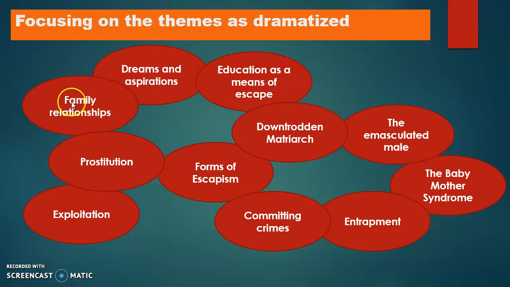So the play gives us a view of family relationships, dreams and aspirations, education as a means of escape, the downtrodden matriarch, the emasculated male, the baby mother syndrome, something about entrapment, something about committing crimes. And then maybe there are forms of escapism that we've got to examine, and there's prostitution and there's exploitation.